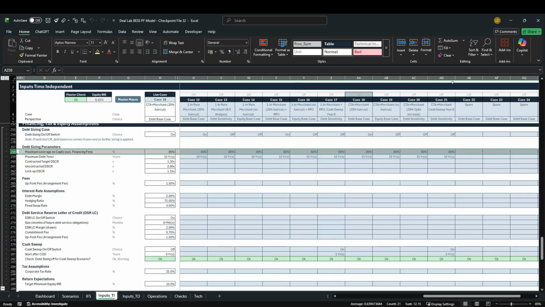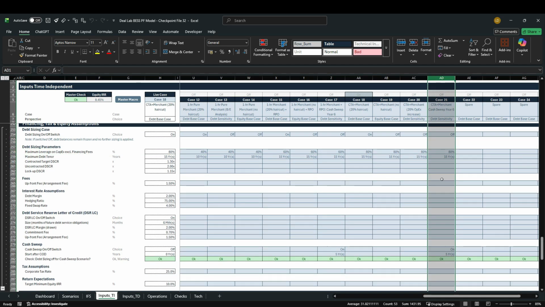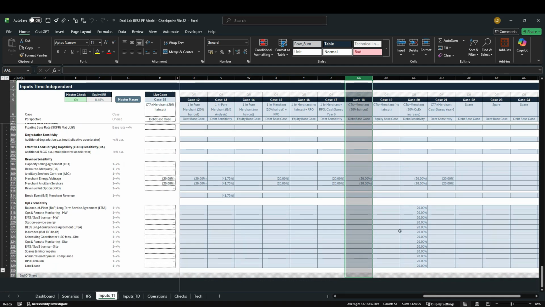Since we are also asked to run a cash sweep after 5 years in case 21, it is likely that lenders consider a 5-year mini-perm, which means they want to understand what happens if there's no refinancing after year 5, how quickly would cash sweep out the outstanding debt. And if that sweep occurs within the tolling agreement, then lenders can feel fairly confident from a structural standpoint. And last but not least, in our debt sizing case, we assume a 20% merchant haircut again.